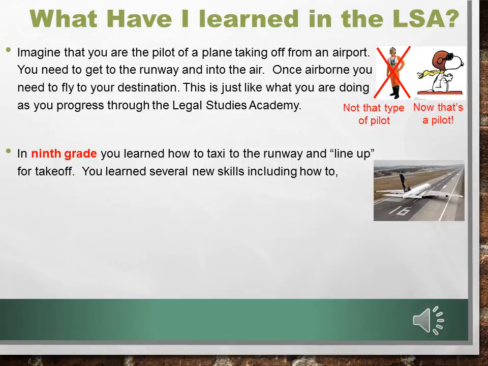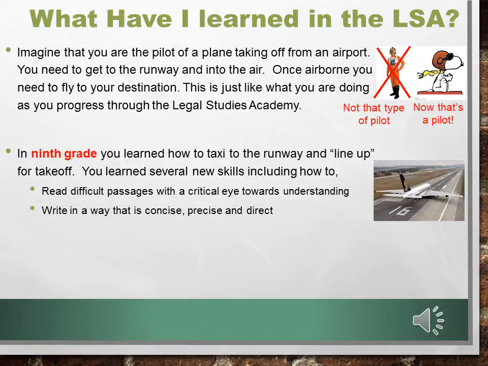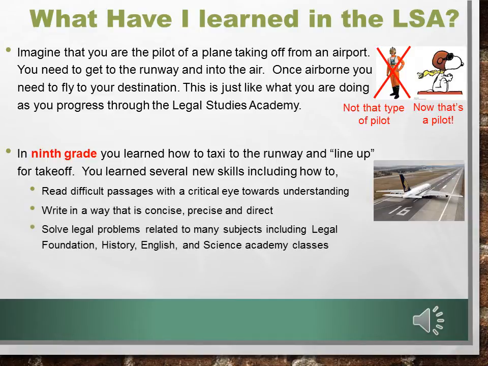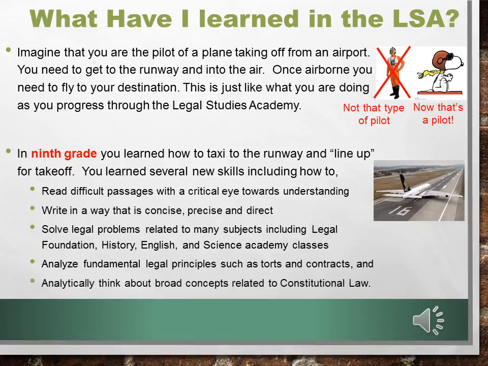You learned several new skills to do this, including how to read difficult passages with a critical eye towards understanding, write in a way that is concise, precise, and direct, solve legal problems related to many subjects. This included legal foundations, history, English, and science academy classes. You analyzed fundamental legal principles such as torts and contracts, and you analytically thought about broad concepts related to constitutional law. Now that we're lined up on the runway, where do we go from here? Go to the next slide.